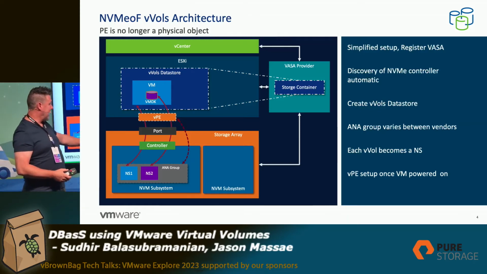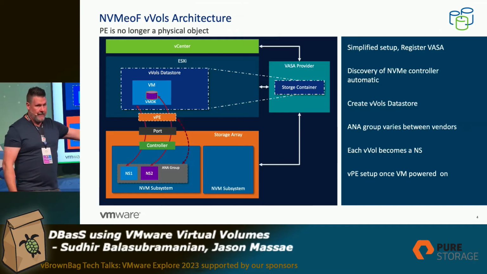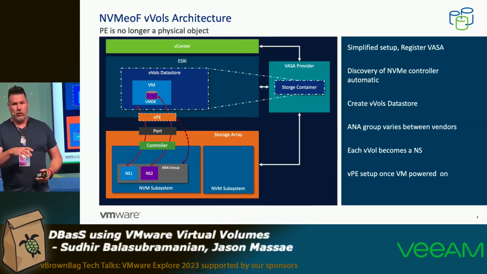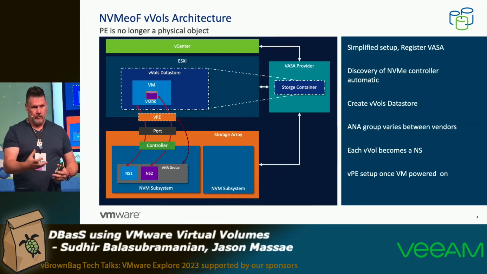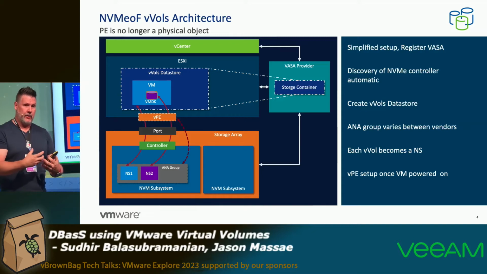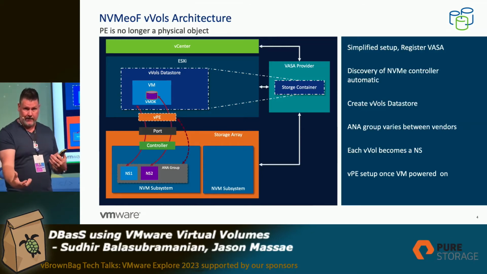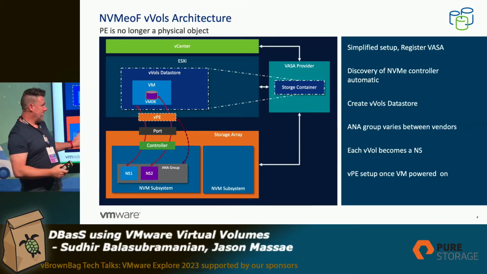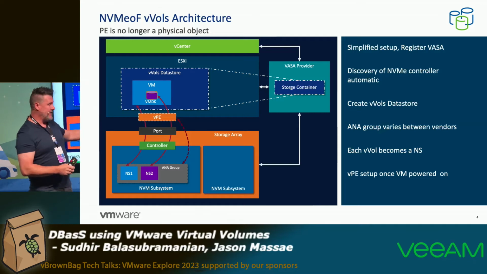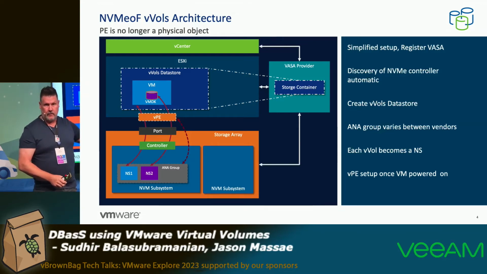It's also very dynamic, and the reason I have this graphic here is multiple NVMe subsystems. So if your array controller supports multiple subsystems and even potentially the capability of across multiple arrays, vVols now has that built in to be able to migrate some of these namespaces or these vVol objects to different NVMe subsystems.